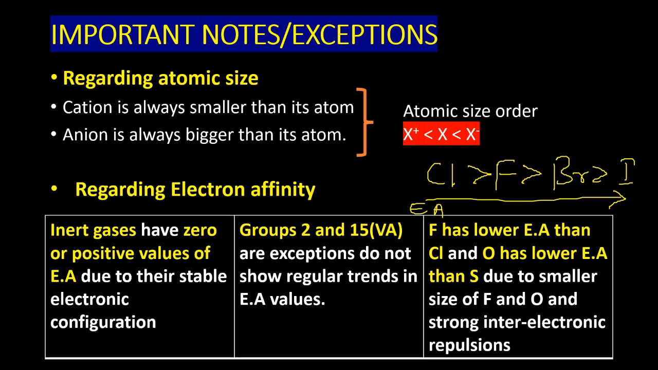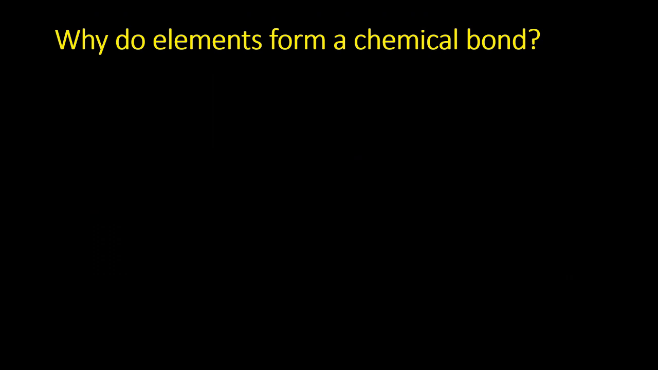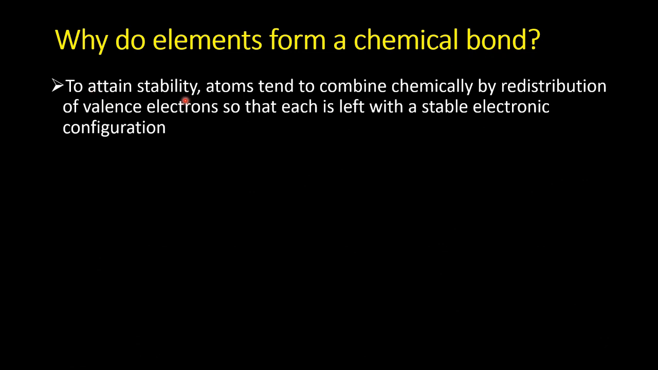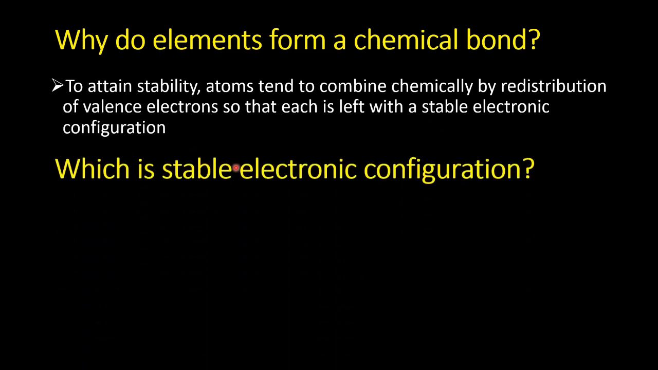Okay, so this is about the first chapter. Chapter number 2, chemical bonding. So first of all, why do elements form a chemical bond? Simple, all of them want to attain stability, so the atoms will combine chemically with other atoms by redistribution of valence electrons, so that all of them can get the stable electronic configuration.